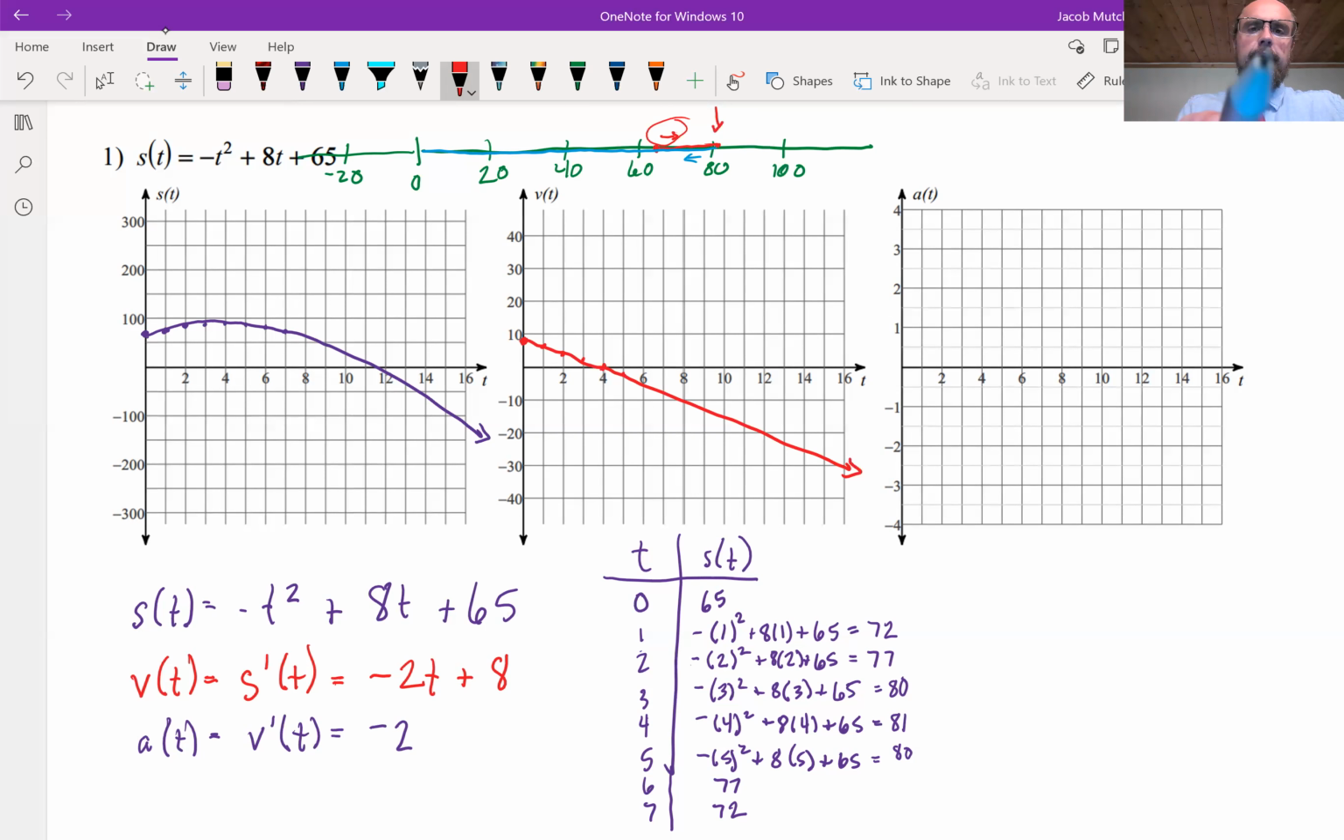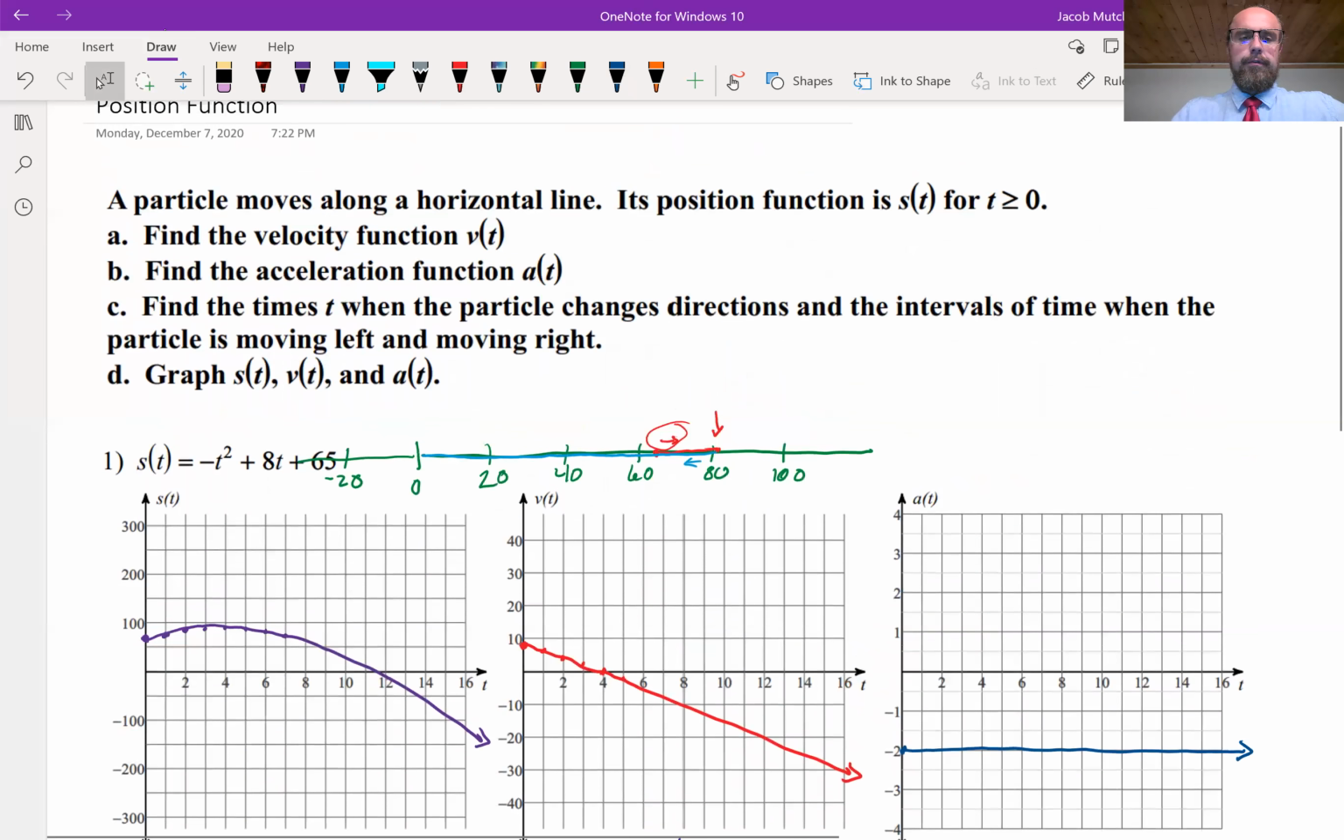We can go ahead and graph our final piece here, which is acceleration, and it's at -2. Very easy to graph that constant function. Basically what that's saying is that for this particle, it's slowing down constantly until it's turning directions and becoming larger and larger in the negative direction. Well, that completes the graphing portion of the task.